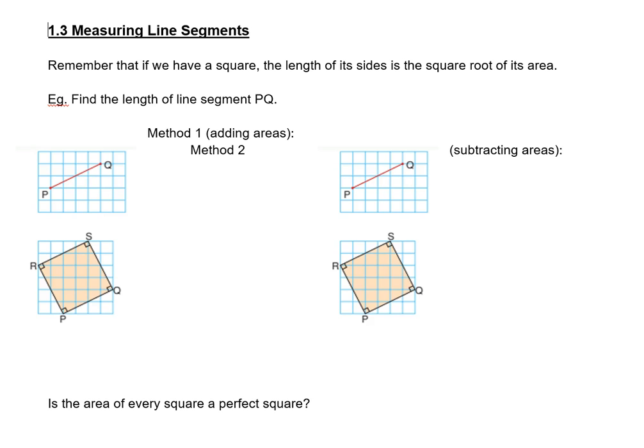Well, it's not vertical or horizontal, so it's not like I can just count the number of squares. So that doesn't work. There are two different ways we can do it. We can add areas or we can subtract areas. I see that this got a little messed up. Method 2 should be over here. We're going to do method 1 on this side, so we're going to add areas on the left here.